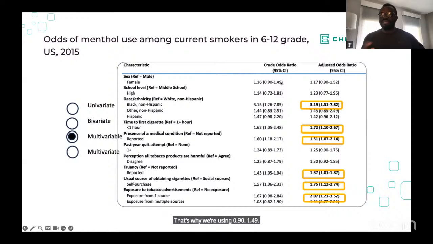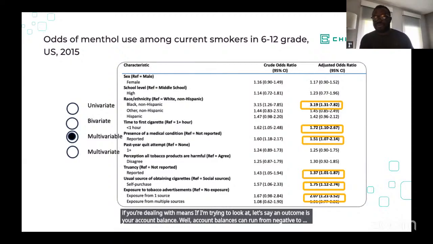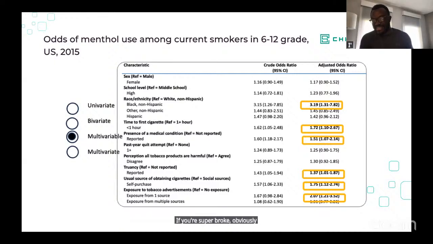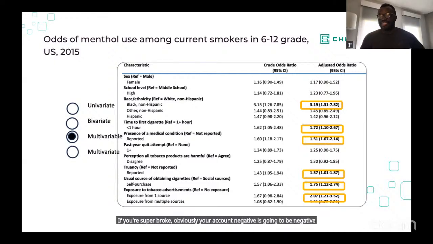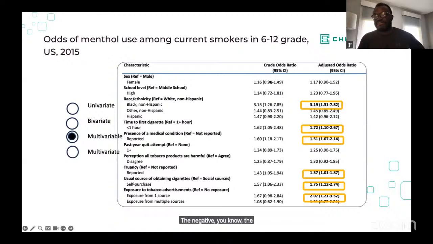But sometimes you could be dealing with a quantity that has negative values, like if you're dealing with means. Let's say an outcome is your account balance. Account balances can run from negative to positive. If you're super broke, obviously your account is going to be negative. So in that case, the point estimates or even the confidence intervals might have valid negative values.